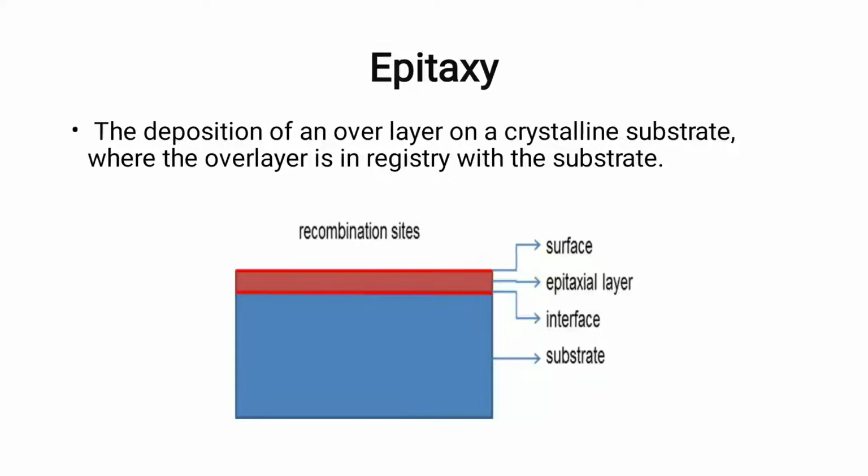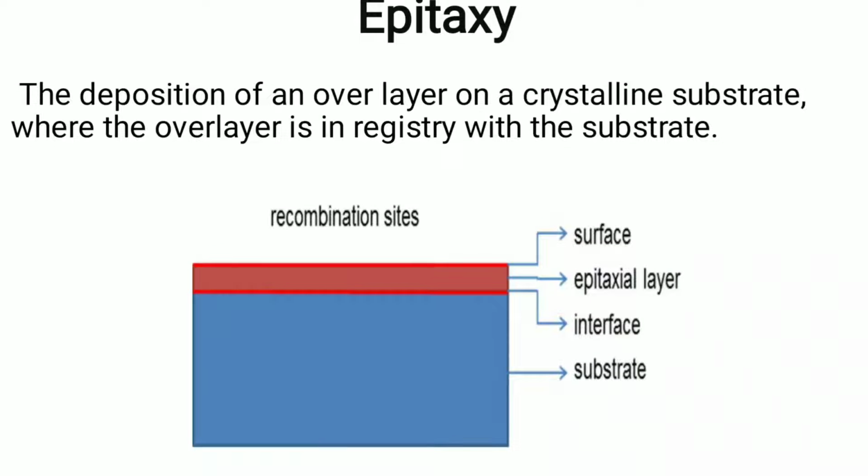So here is the diagram of recombination sites, substrate and the interface of the substrate. This is the formation of epitaxy, the epitaxial layer and the surface of epitaxy.